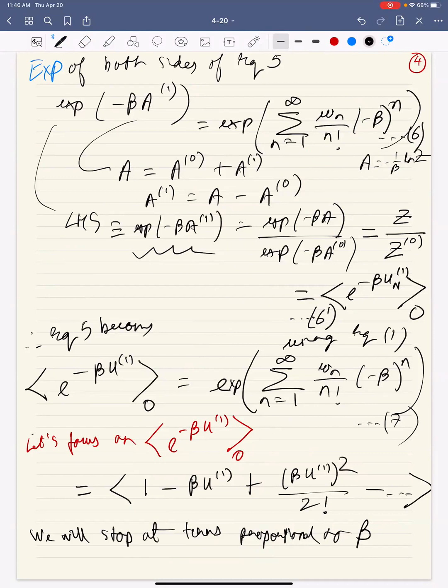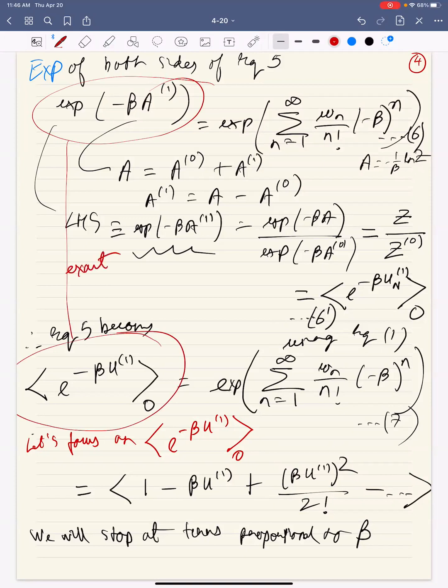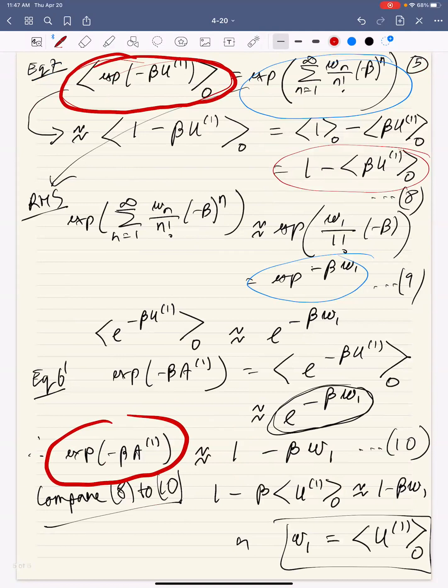Then just one more line, we said that EXP of minus beta A1 is actually this thing. That relation is exact. There is no approximation here. But now we approximate and we stop at the first term. If you stop at the first term, then we immediately get, by immediately, I mean one more page of algebra, but I've just tried to do everything carefully, that W1 is equal to average value of U1 naught.